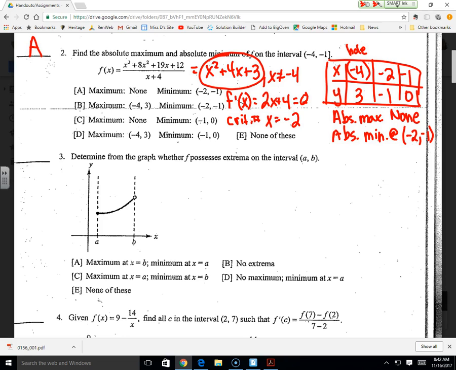So what would you guys answer for number 3 since we're here? A? Wait, hold on. I read it. In the graph, no maximum, with possible extrema. D. Absolute no max. Yeah, right. I agree. The max is missing. Okay. The max is missing. No max, there's a min?